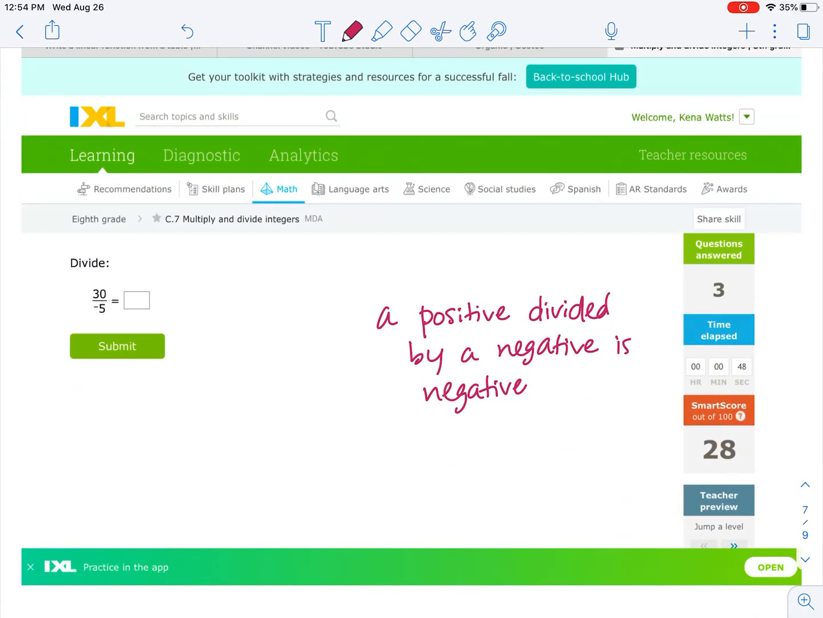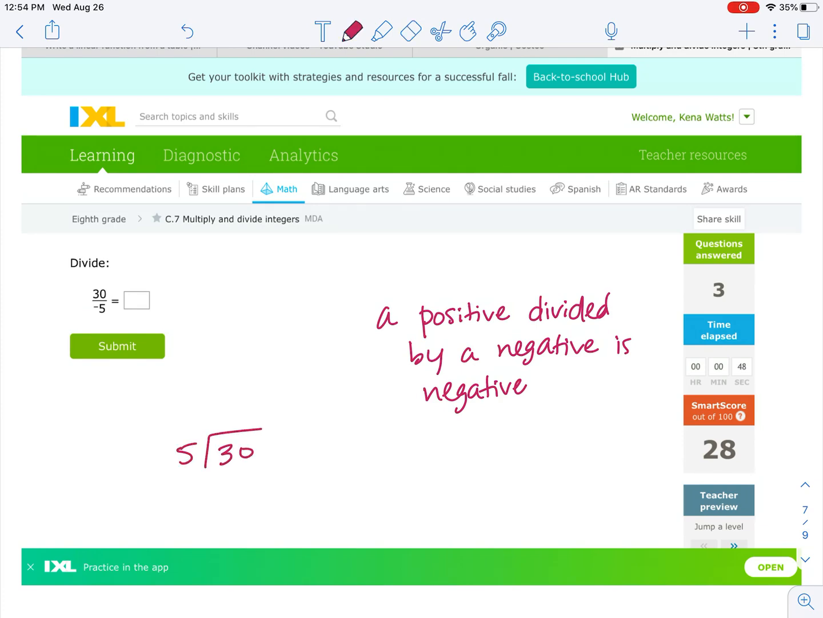Now we're trying to divide 30 by negative 5. A positive divided by a negative is negative. So again, one out of our two numbers is negative. So when there's only one negative number, the answer will be negative.